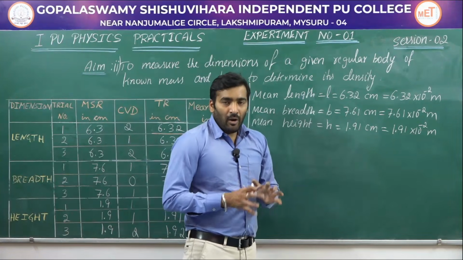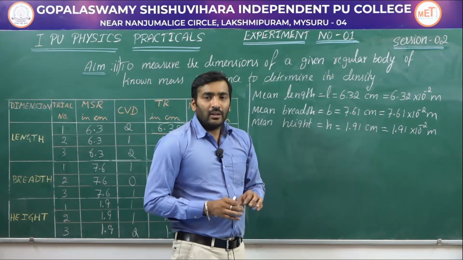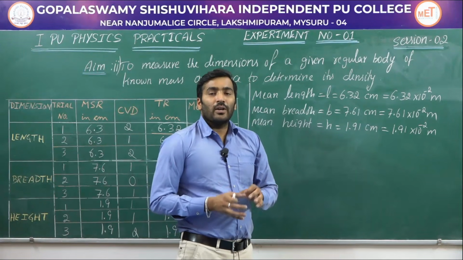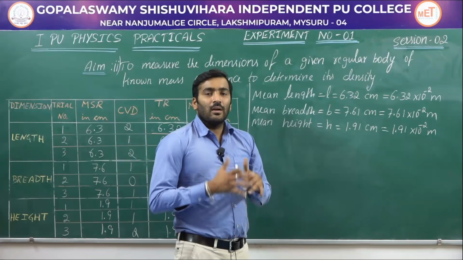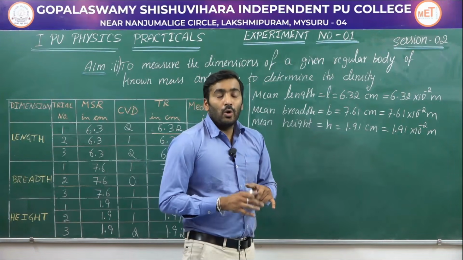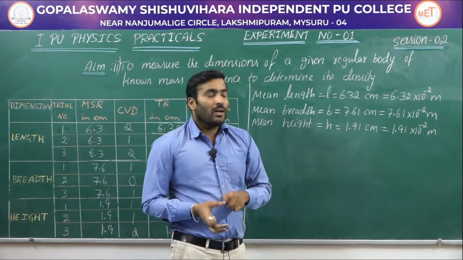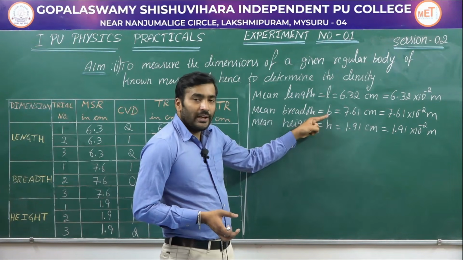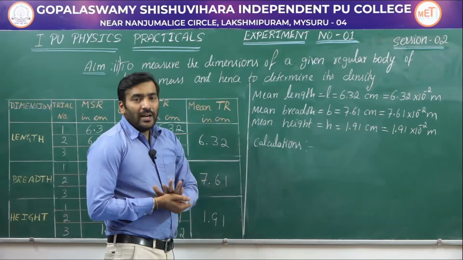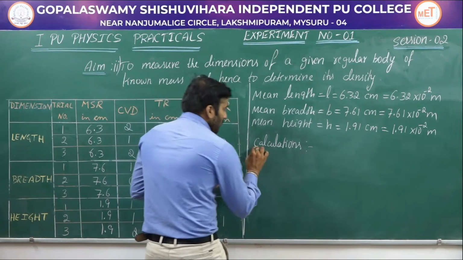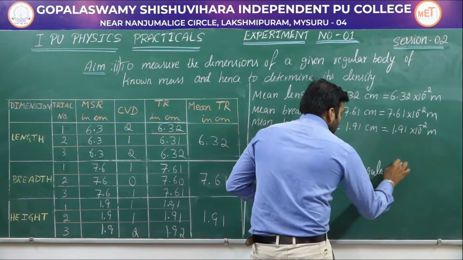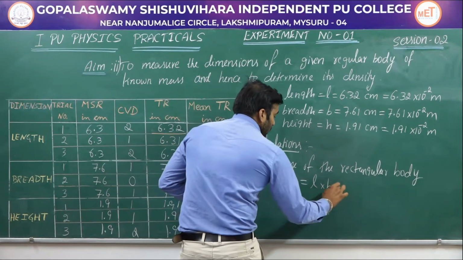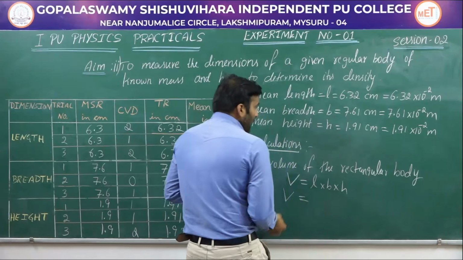Now, what is the aim of our experiment? We need to find the density of that rectangular block. So for finding the density of that rectangular block, what we need is its mass and volume. So how do you find the volume of the rectangular body? The volume of the rectangular body is equal to length into breadth into height. Okay. So now let us do the calculations of volume. Volume of the rectangular body, V is equal to L into B into H.